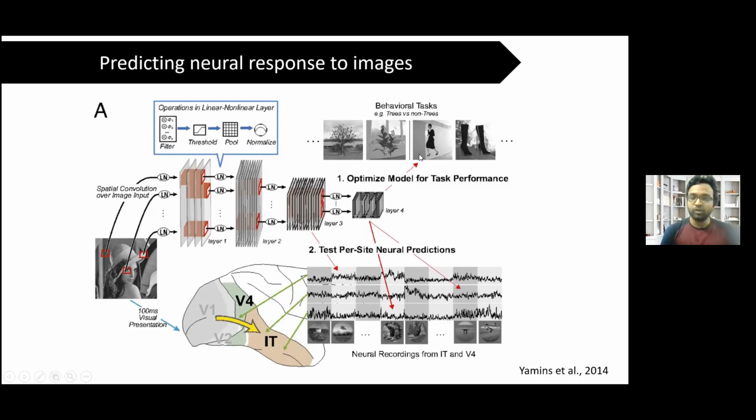And in the output layer, their task was to do a categorization task, for example trees versus non-trees. This network was not trained to directly recognize the neural activity, but was trained on a classification task. And so they were wondering whether the parameters learned by this network can be used to predict the brain activity or not.